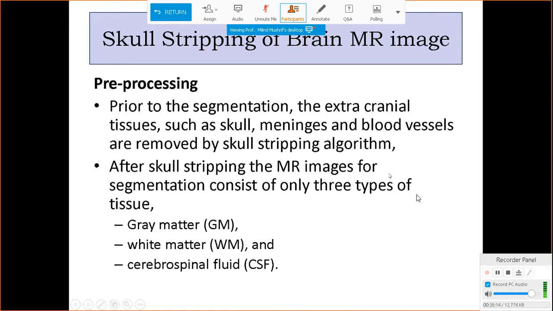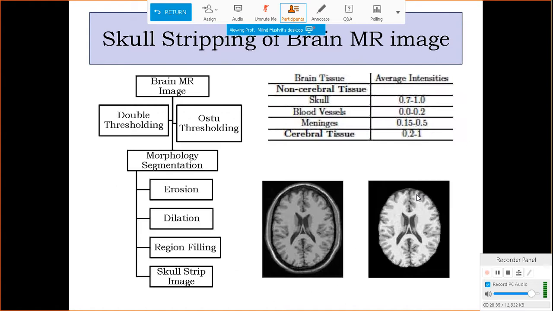And after the skull stripping algorithm, basically only three types of tissues remain in the image, which are called gray matter, white matter, and cerebrospinal fluids. So this is the algorithm for skull stripping. This is a standard algorithm. So we have not made any contribution of our own in this skull stripping algorithm. Normally this is the algorithm used for skull stripping.